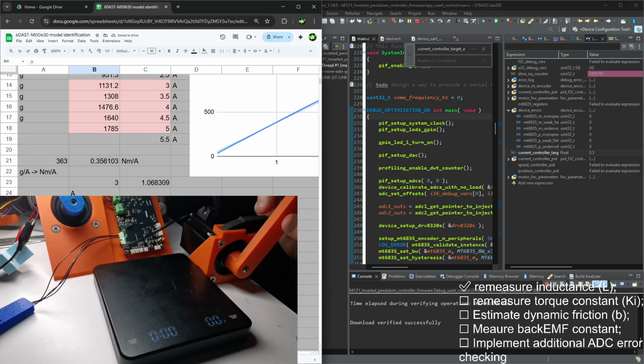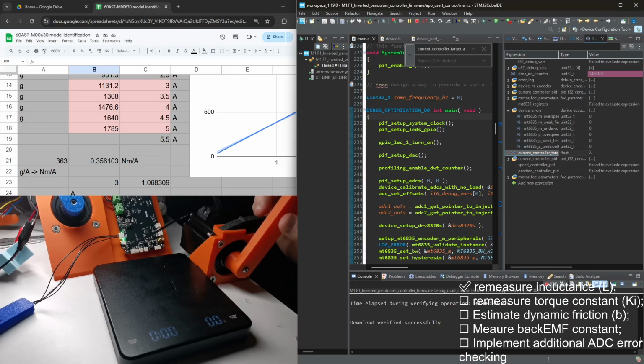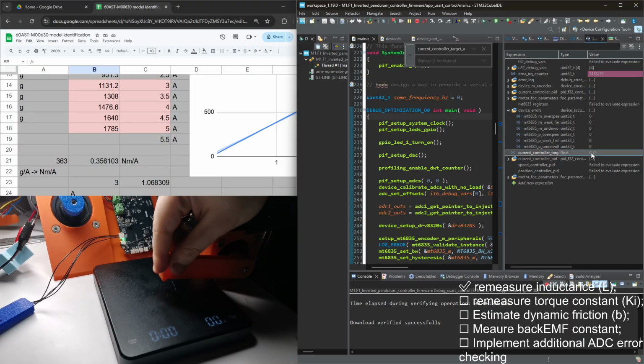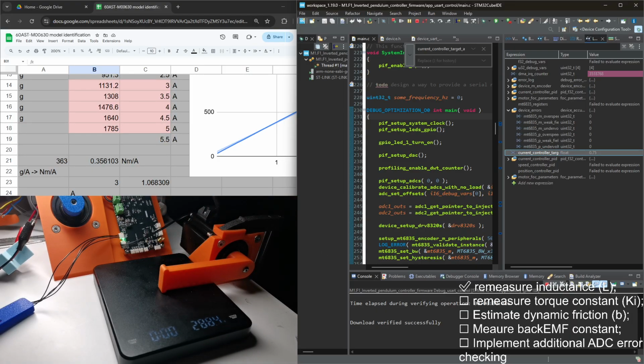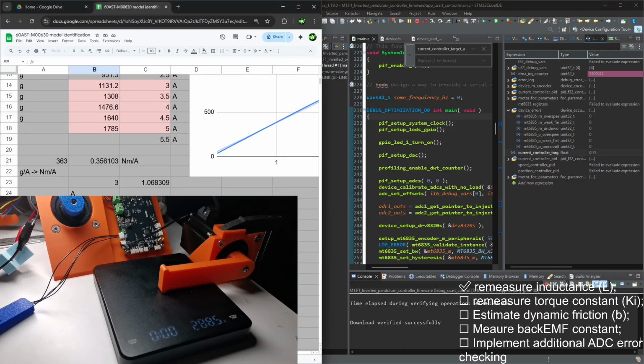Now we increase the step. So 0.75. Put it. Do we have any errors? We don't. But the motor is rather loud actually. Interesting how loud will it get when we get to proper currents. So the value is 288.4.